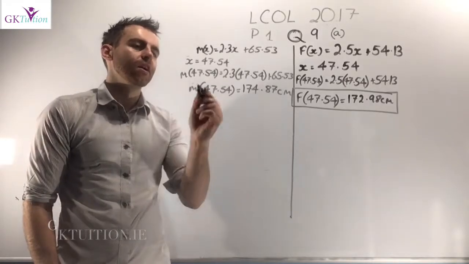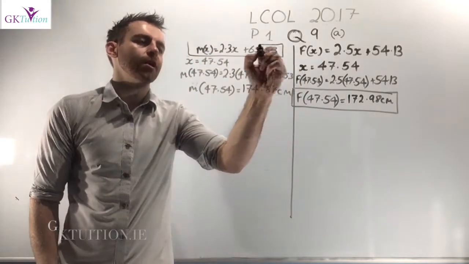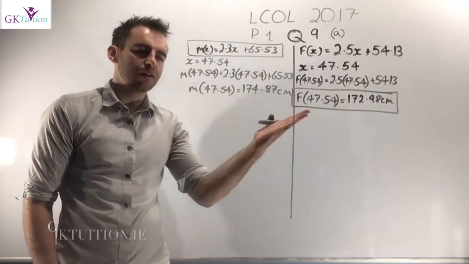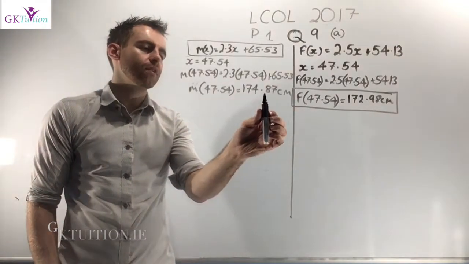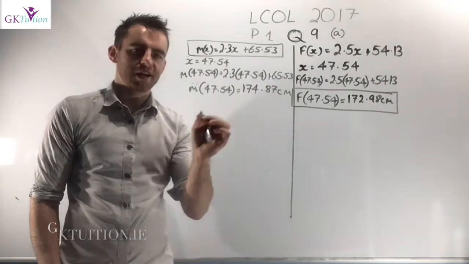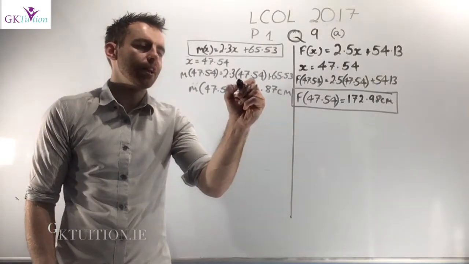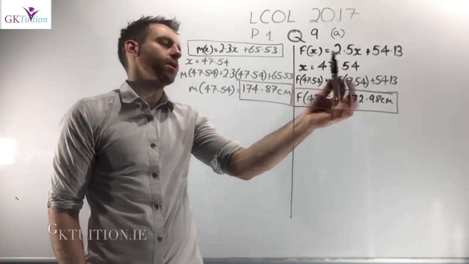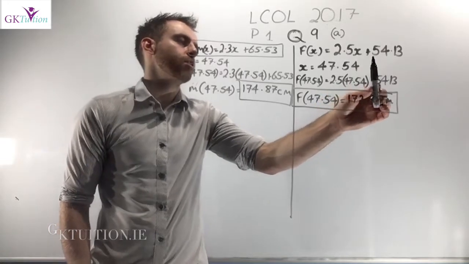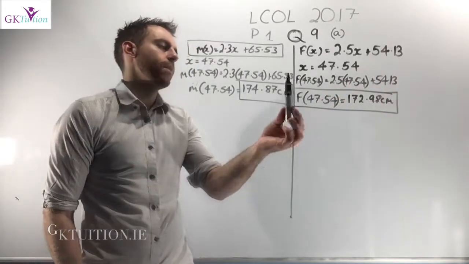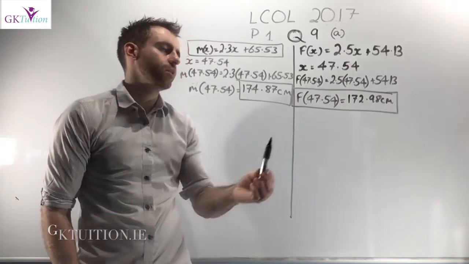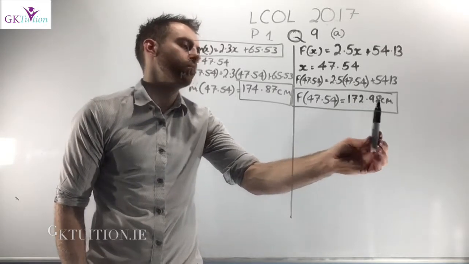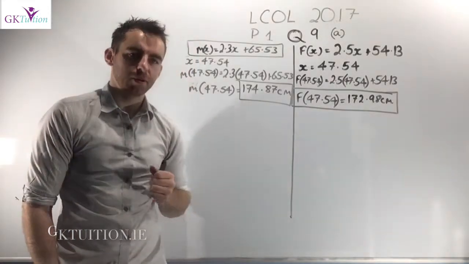So on the left hand side here, I've subbed into the formula they gave me for the height of a male, except instead of an x, I've subbed in 47.54. And if you plug all of that into your calculator, you end up with 174.87 centimeters. Notice it asked you to leave your answer to 2 decimal places, so that's the height of the male. On the other hand, the formula for the female is slightly different. It's 2.5 times x plus 54.13. So if a female has a femur of 47.54 centimeters, we just plug it into the formula, and the height of the female is going to be 172.98 centimeters. So you get full marks for both of those.